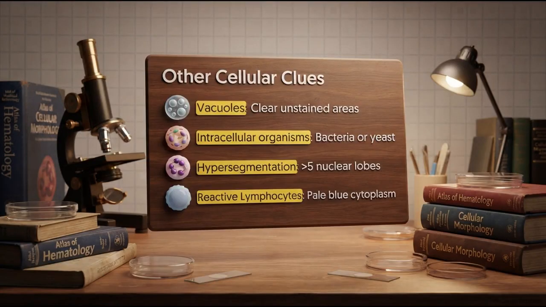Let's gather a few more clues from the scene. If you find clear, unstained vacuoles, or worse, actual intracellular bacteria or yeast inside those neutrophils, you're looking at septicemia, a massive, whole-body inflammatory response. But wait, what if you see a neutrophil with more than 5 nuclear lobes? Well, that hypersegmentation points your investigation away from acute infection and straight toward a B12 deficiency or megaloblastic anemia.